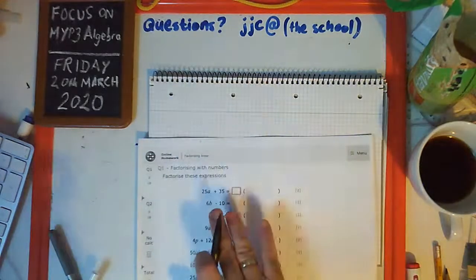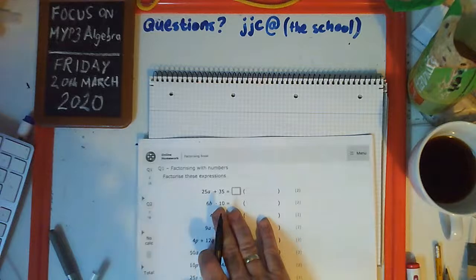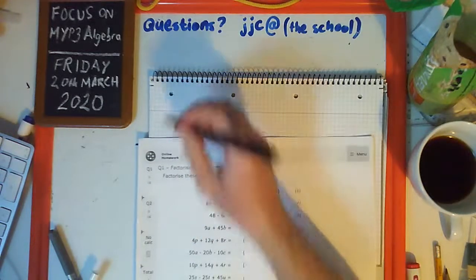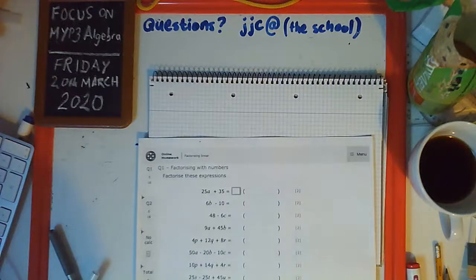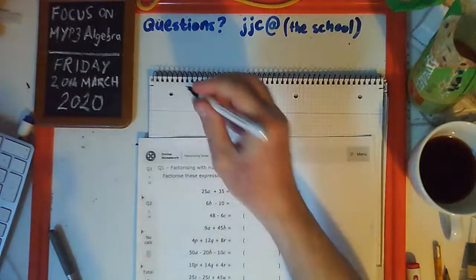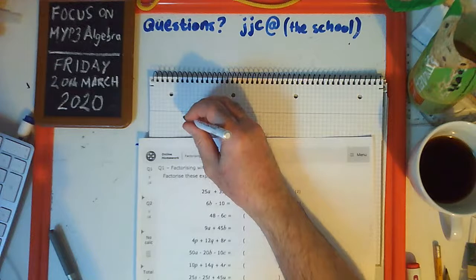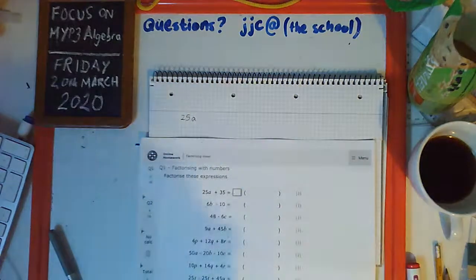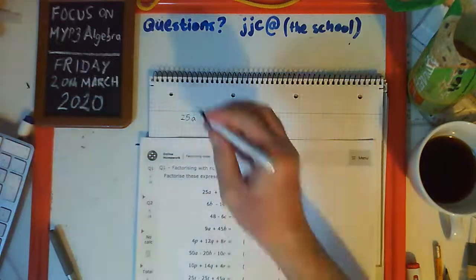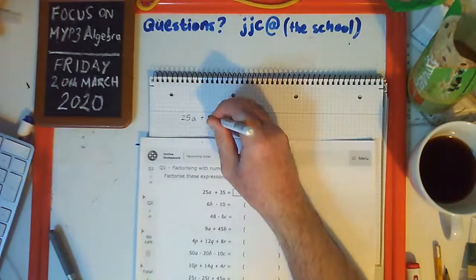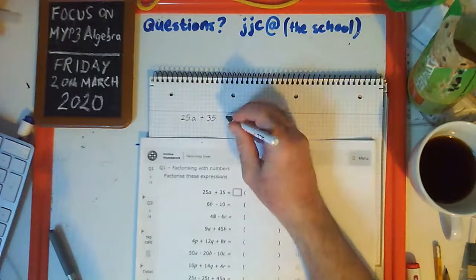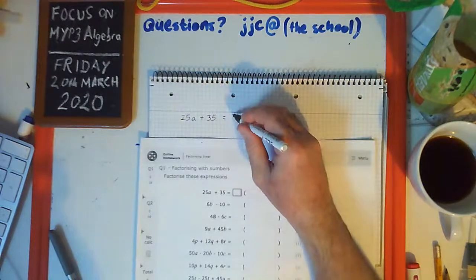So the first one on my sheet, and remember when you do iMaths, you won't necessarily get the same questions. I think I will go for this pen. Okay, so 25a, just check we can see that. Yeah, that's visible. So 25a plus 35. We need to factorize that.